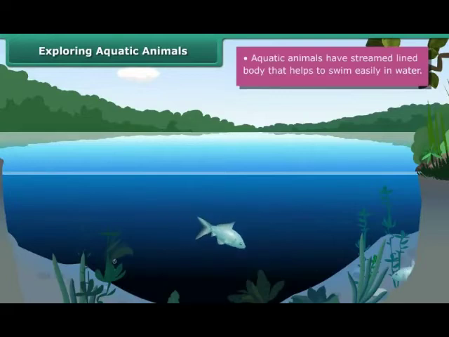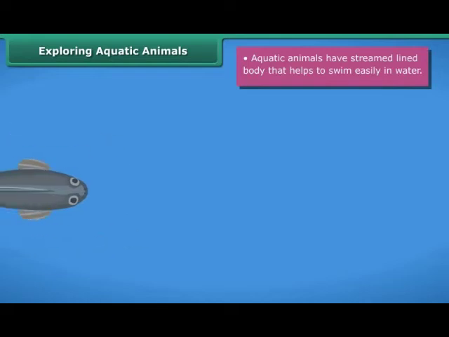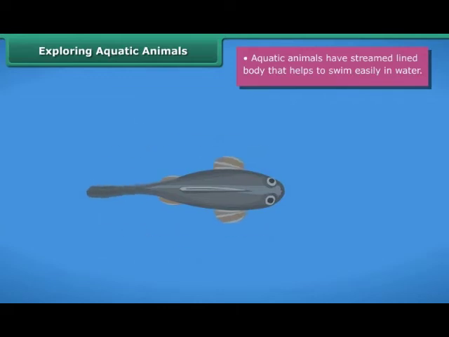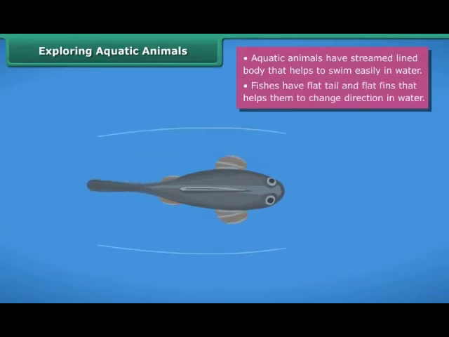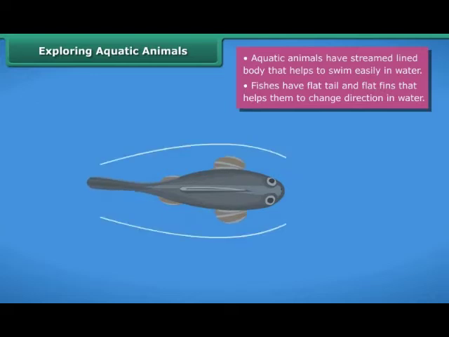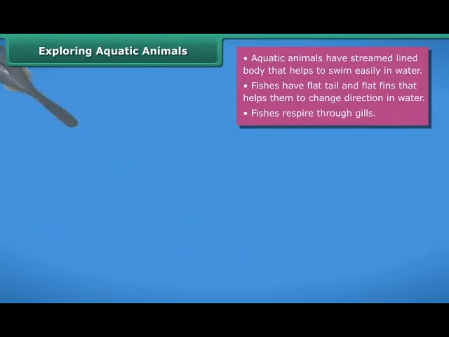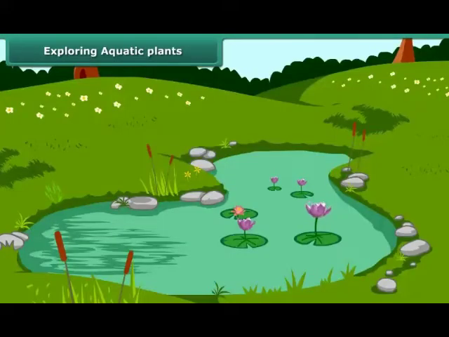Aquatic animals have special features and adaptations that help them to survive and live in aquatic habitats. Aquatic animals like fishes have a streamlined body that helps them swim easily in water. Fishes have a flat tail and flat fins that help them to change direction in water. Fishes respire through gills. Students, you might have seen lotus floating in ponds and lakes.